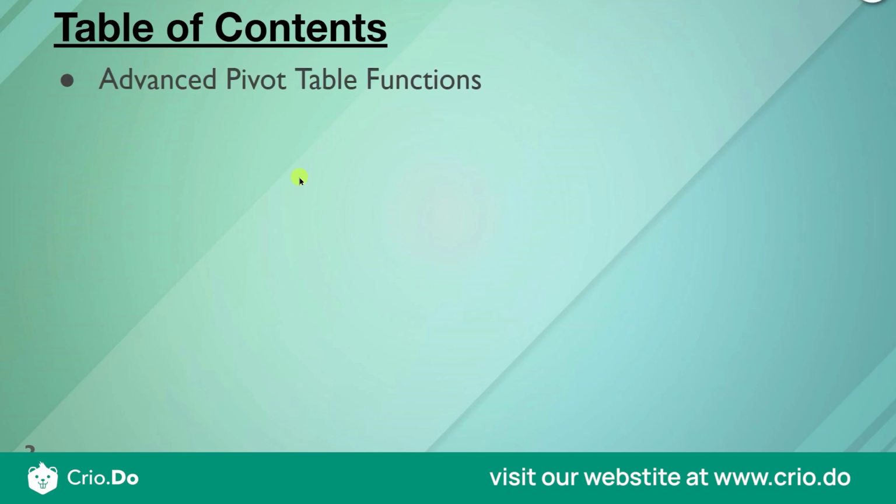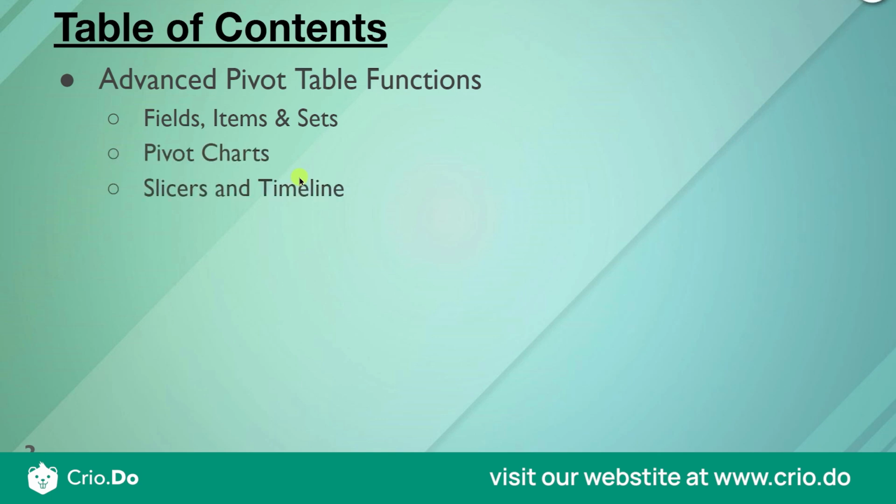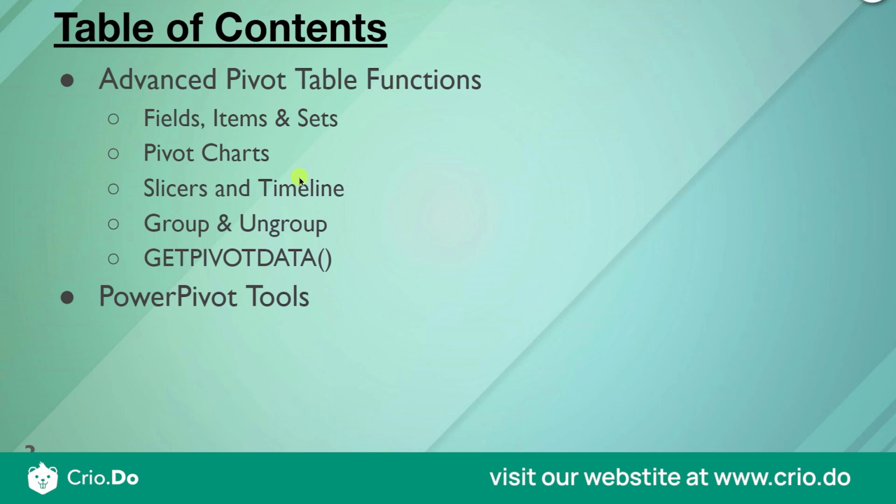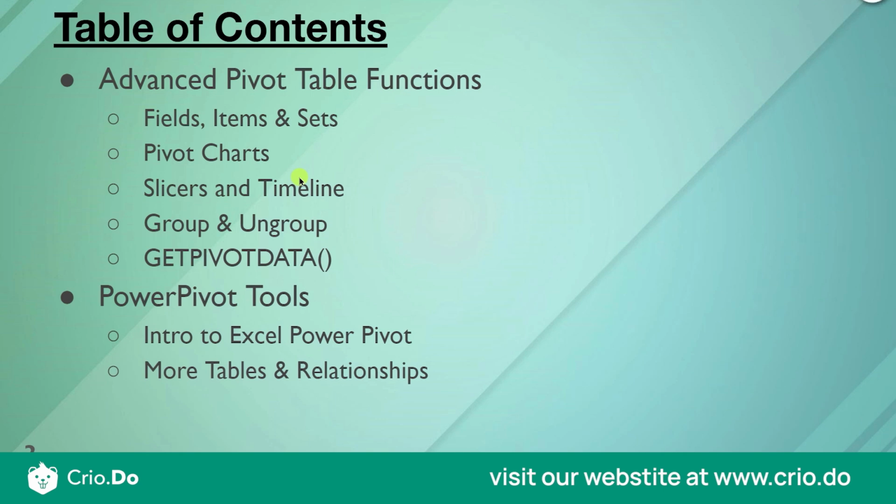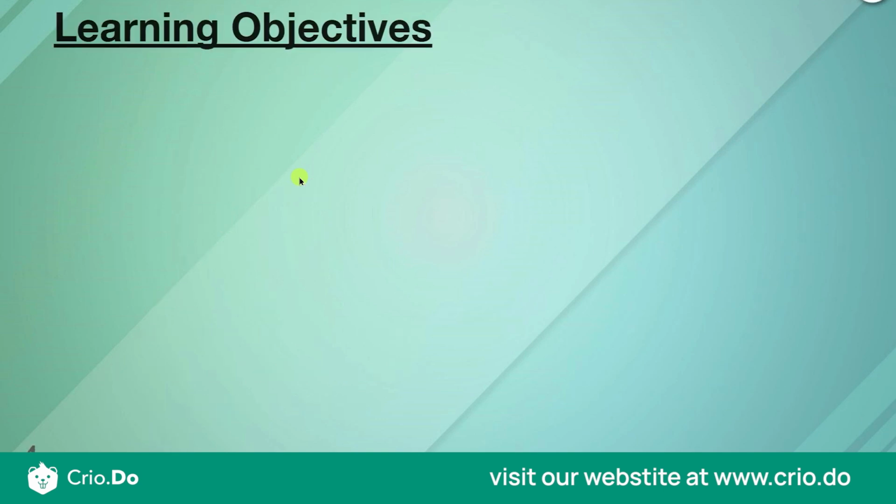Now in this week, we are covering advanced pivot table functions, like fields, items, and sets, and then we will come to pivot charts, slicers and timelines. We will learn in more detail grouping and ungrouping, and there is an important function, GETPIVOTDATA. After that we will jump to Power Pivot tools. There we will learn an introduction to Excel Power Pivot, what we can do with multiple tables and relationships, and then how we can create data models, and then we will come to KPIs.